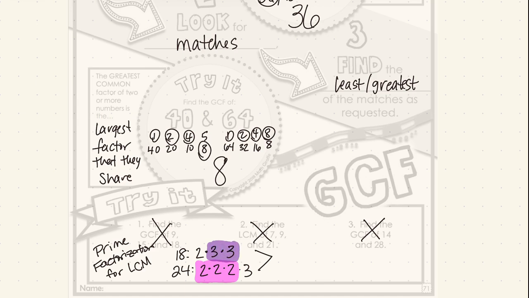So therefore, we are going to use 3 twice, and we are going to use 2 3 times. So 2 times 2 times 2 times 3 times 3 equals 72. So our least common multiple of 18 and 24 is 72. If you need that explained again, you can just rewind and watch that part again.